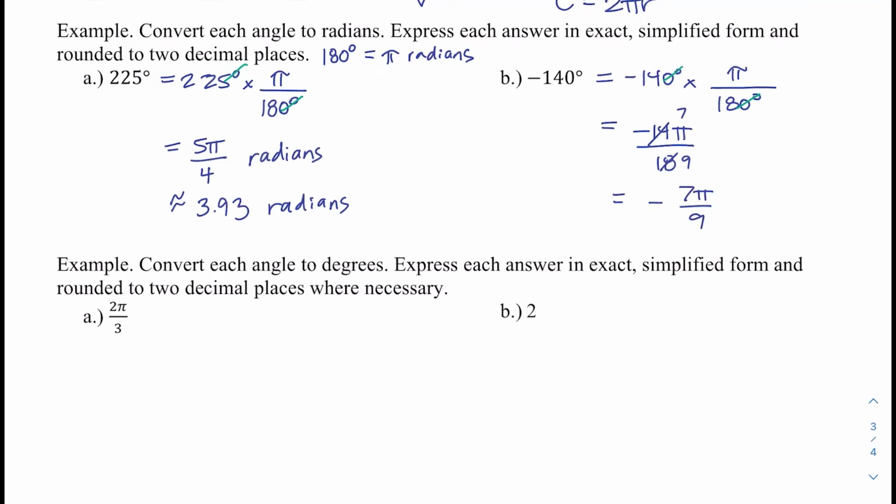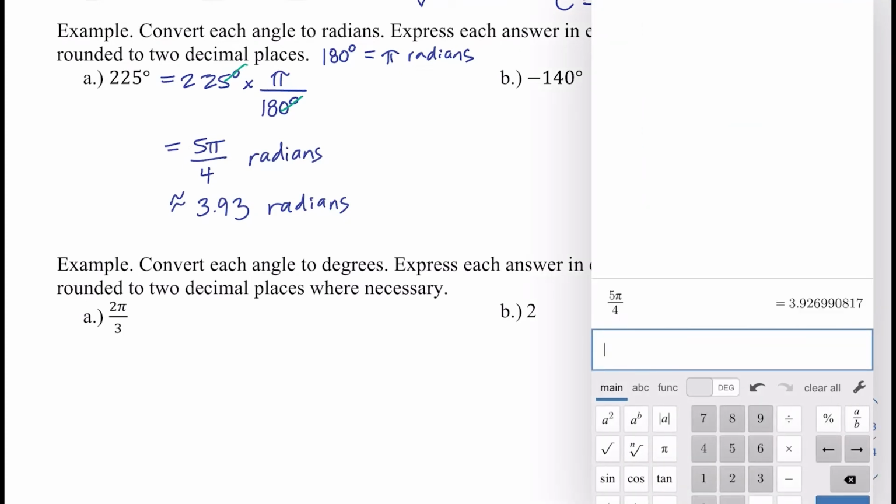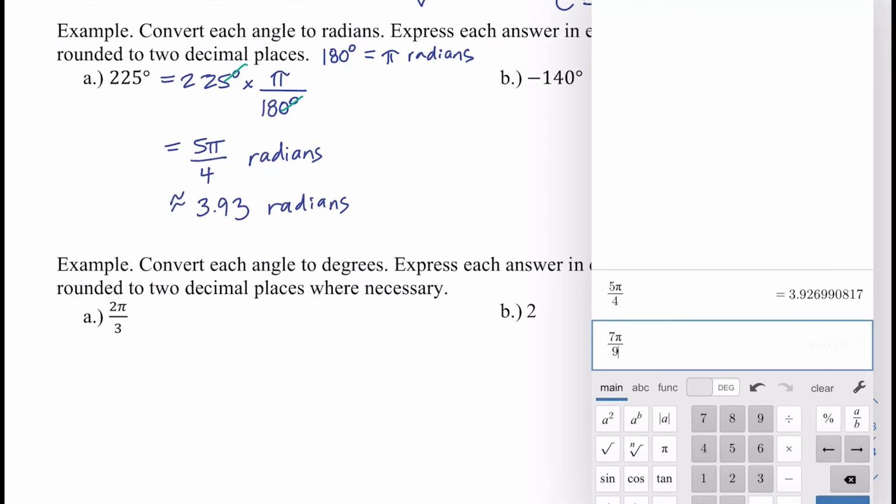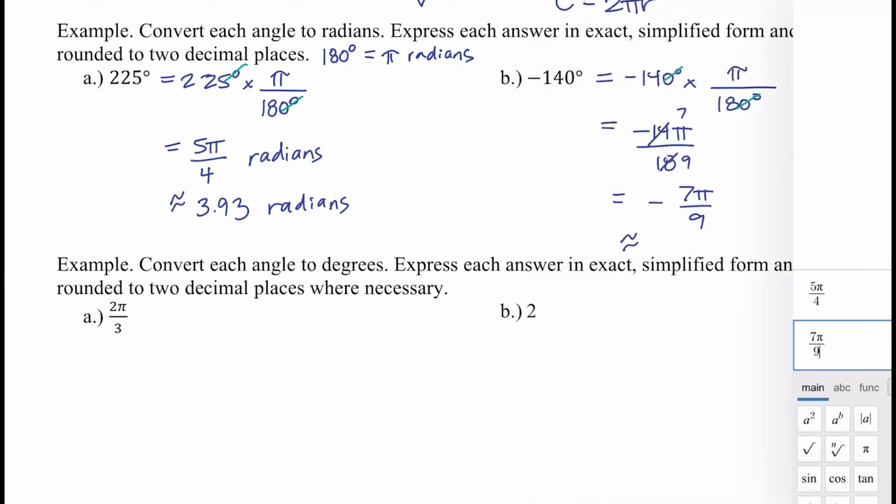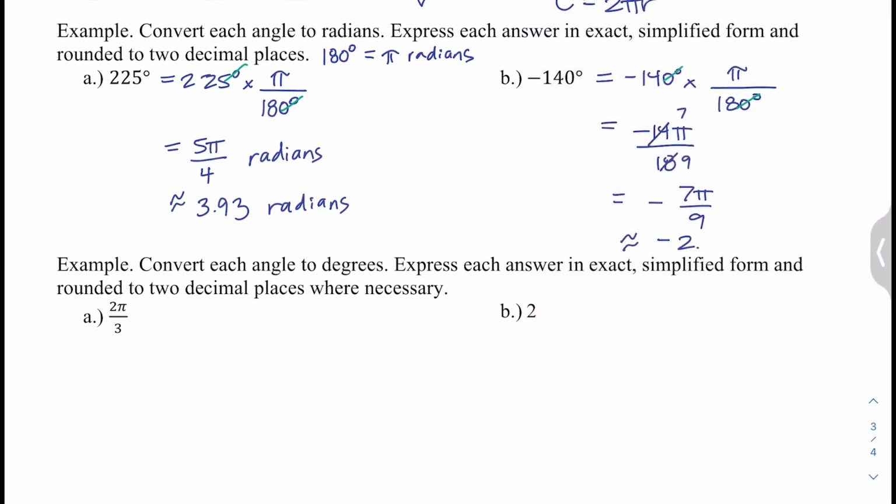And notice that I have pulled the negative out front. And then this is equivalent to, okay, so if I want 7 pi divided by 9, so 2.44. So negative 2.44. And again, these are both in radians. This is what we would think of as exact simplified form here. And then down here is our approximate form to 2 decimal places.